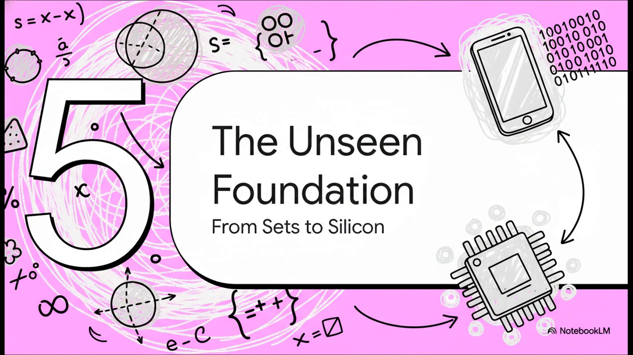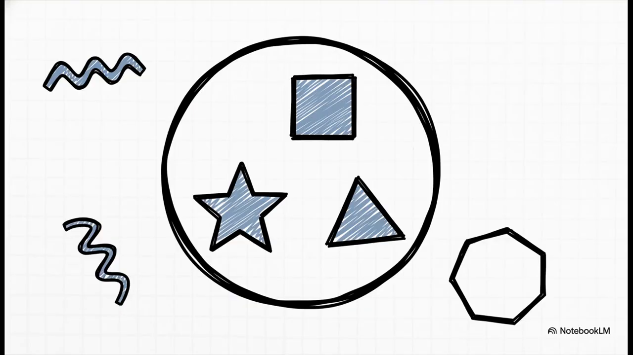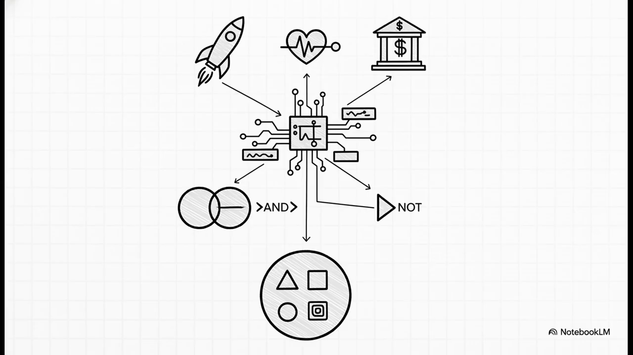So let's bring it all together. We started with some abstract 19th century math, and we ended up with the technology that's literally in your pocket right now. It all began with one of the simplest ideas in all of mathematics. Just a well-defined collection of distinct objects. That's it. And from that one simple, perfectly precise foundation, we build layer upon layer of pure logic.